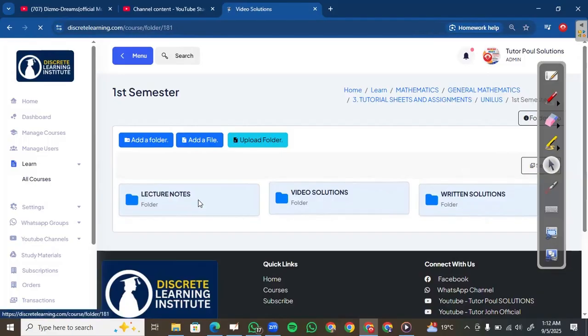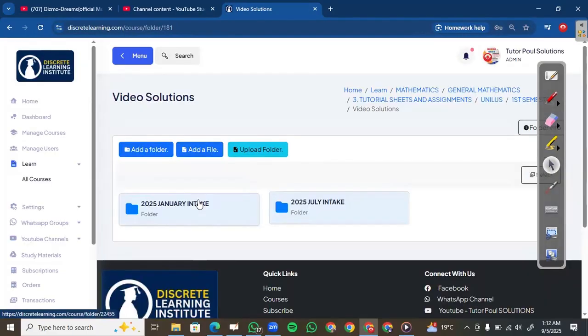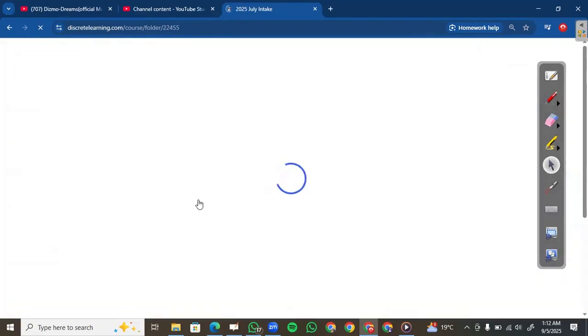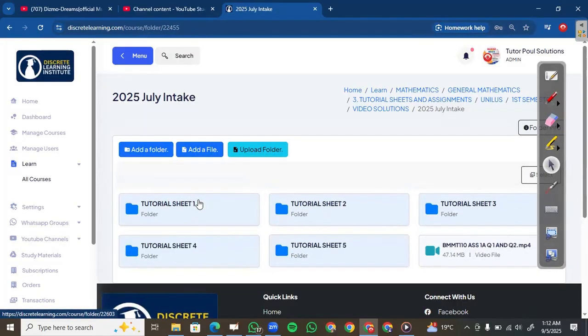So if you go to the video solutions here, you're going to see that we have two intakes so far, the January 2025 intake, then the July 2025 intake, which is this now. So you can just open this 2025 July intake folder. You're going to find the videos. You can see here tutorial sheet 1, tutorial sheet 2, tutorial sheet 3, tutorial sheet 4, tutorial sheet 5. So we have videos for all of these questions here.